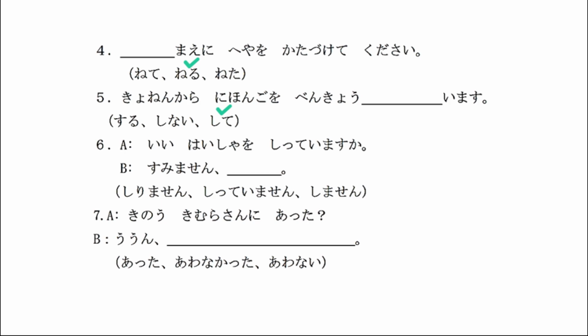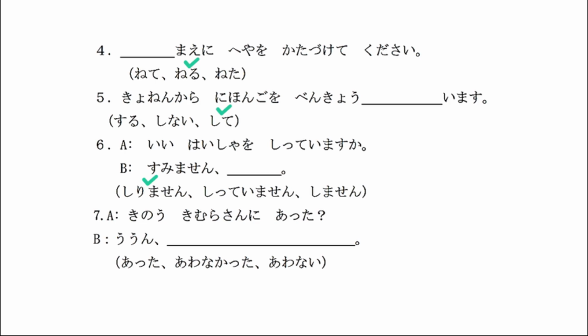Let us see the sixth sentence. From the options, you can make out that the verb is shirimasu, which means to get to know. And shitteimasu means to know. Since B is responding with sumimasen, which means I am sorry, we have to use the negative of shirimasu, which is shirimasen. And this is an exception which you must remember. It is not shitteimasen.